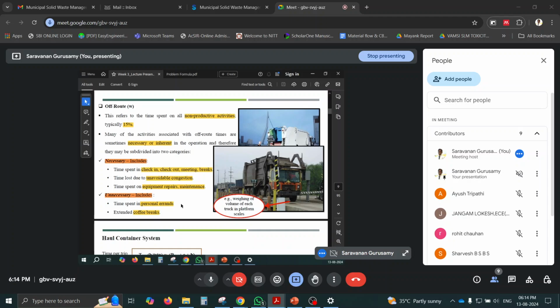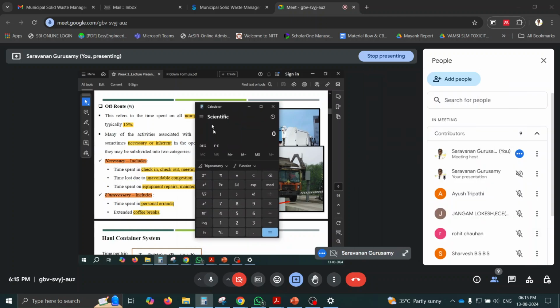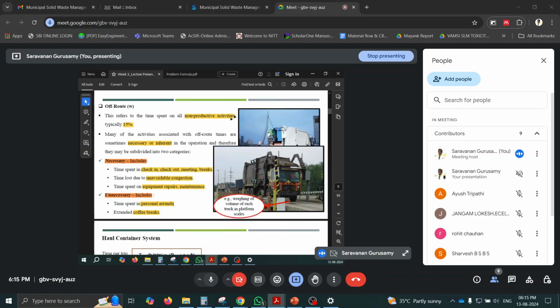That means 8 times (1 minus 0.15), as I am showing in the calculator. If you subtract 15%, you get 6.8 hours as the working time for a laborer in a day, I mean the productive working time. So 8 hours is the laborer's working hours in a day, out of which 15% is neglected as off-route, and 6.8 hours is the working time for a laborer. That is what we are going to consider for solid waste management analysis.